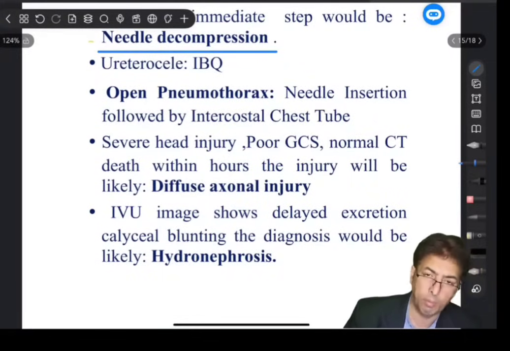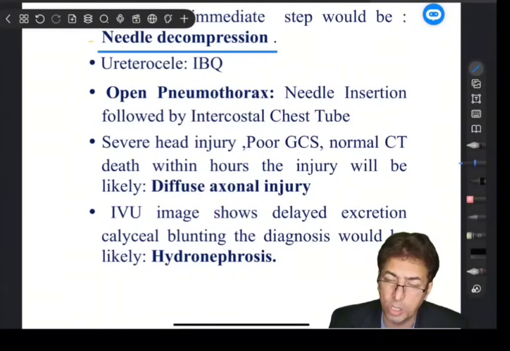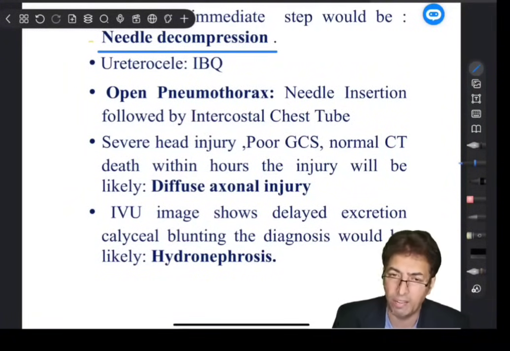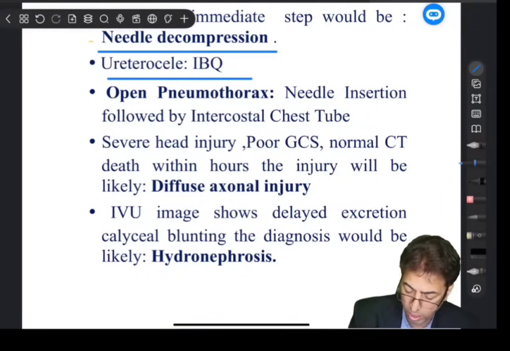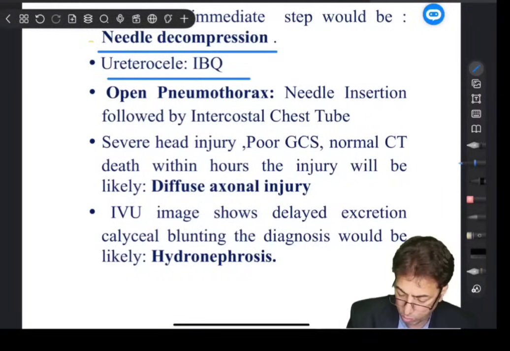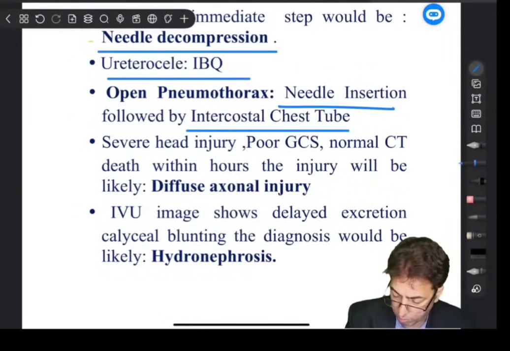A question was given about a diverticulum from the ureter, ureterocele. You should be well aware of these clinical entities, cystocele, ureterocele, and how they present in images, so that was an image-based question. So again, I repeat this, open pneumothorax. The step is needle insertion followed by intercostal chest tube drainage.